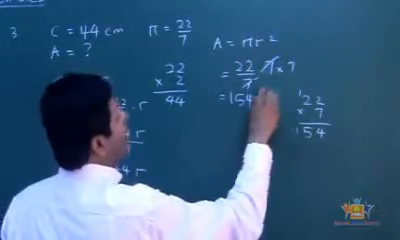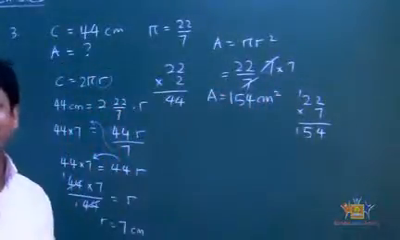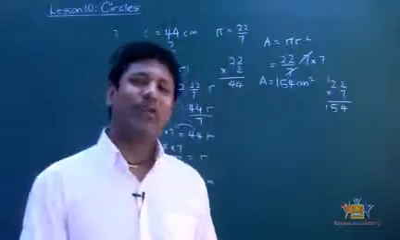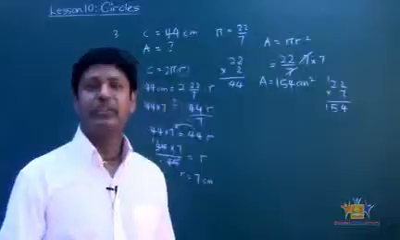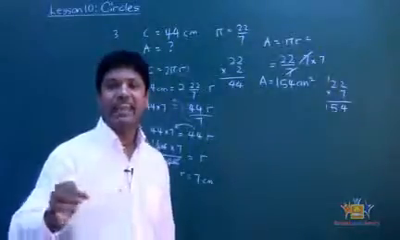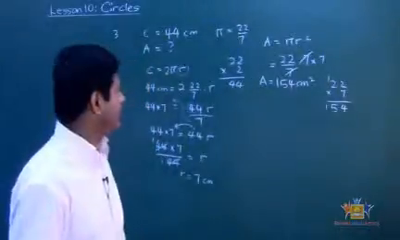Centimeter squared, because it's the area. Keep in mind, area is centimeters squared, and circumference, radius, and diameter will be just centimeters, because you're measuring length. Consider length. There you go.